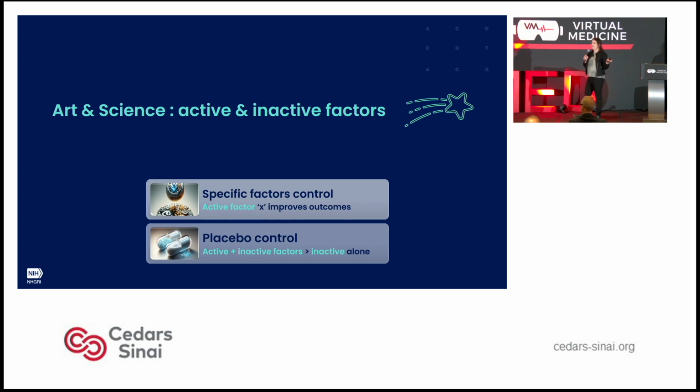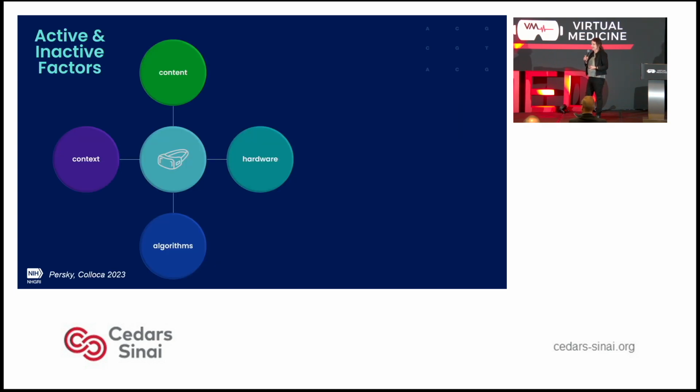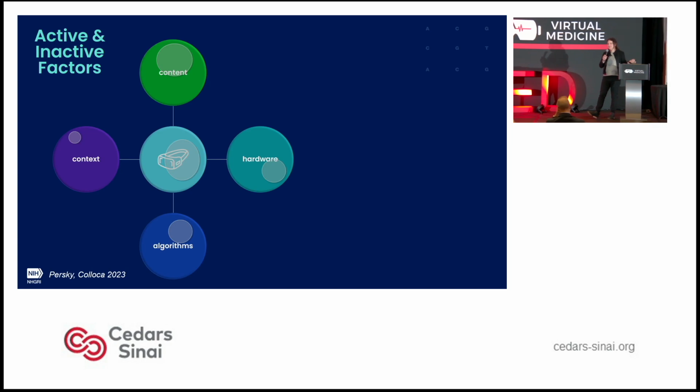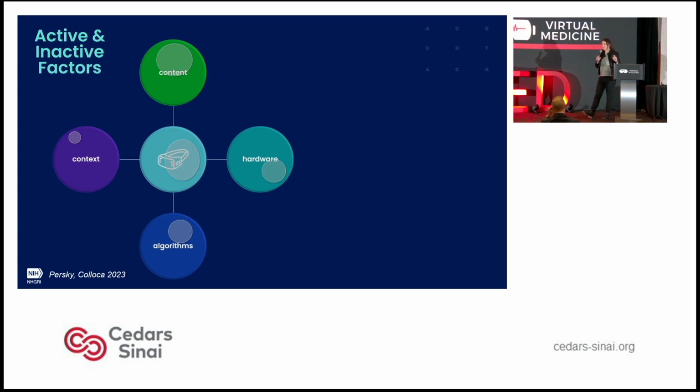So just to start here, first thing we need to figure out is what's our active factor, right? What's active, what's inactive. It's important in both of these designs. And if we look at it holistically, our active factors can be in any part of these. That's part of what makes it so complicated.